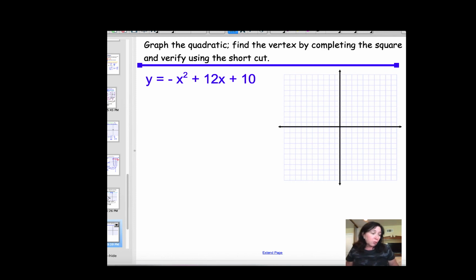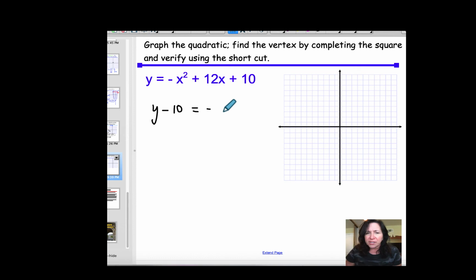We are going to complete the square one last time. And the reason we're going to do this problem is because this has a negative. And by far, this is the most missed kind of question that you're going to get. Because when you're trying to find the vertex, you can't have that negative there. So even though this looks like a pretty simple equation in relation to the other ones that we've done, this is a little bit trickier. So we're going to go y minus 10 is equal to negative x squared plus 12x.